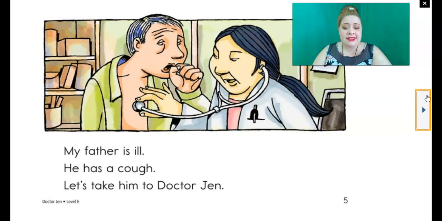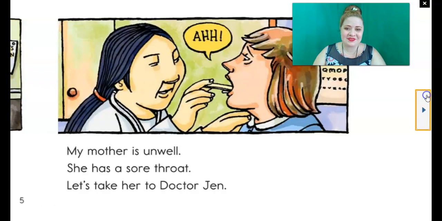My father is ill. He has a cough. Let's take him to Dr. Jen. Do you see the picture? We see a man and he is coughing. His face looks very disappointed. He looks sick. Let's turn the page and keep reading.